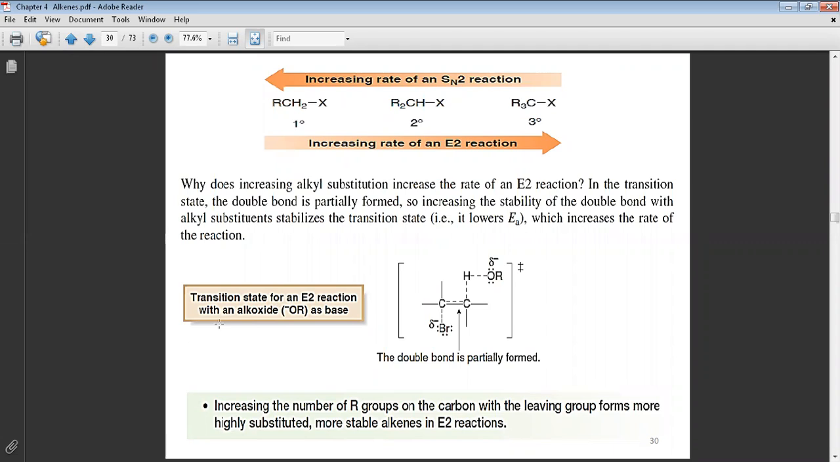And he said here, increasing the number of R groups on the carbon with the leaving group. This is the leaving group, this is the carbon. Increasing the R groups on the carbon of the leaving group forms a more highly substituted alkene, a more stable alkene, in the E2 reaction.